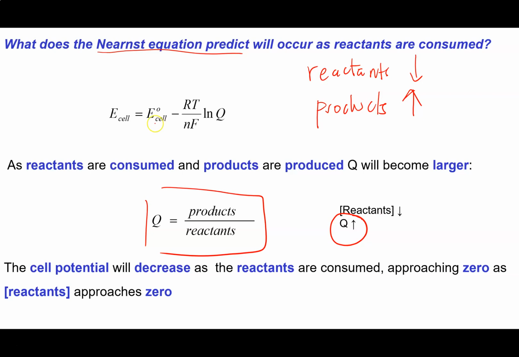So what's going to happen? As Q gets bigger and bigger, we're going to be subtracting away from our cell potential a bigger and bigger term. And eventually, this is going to drop to 0 once all of our reactants are consumed. So what's going to happen as time passes? Our cell potential is going to drop.